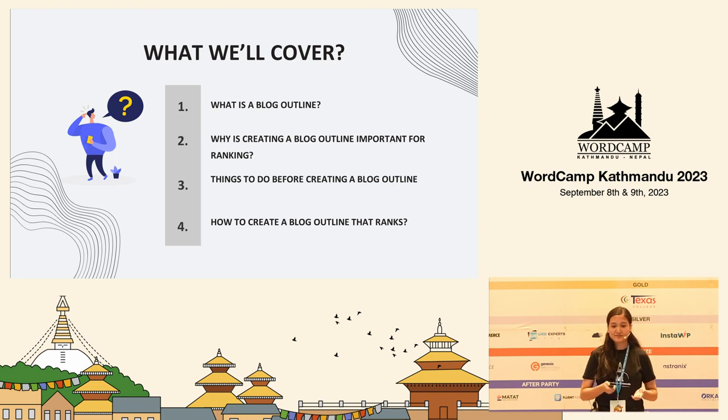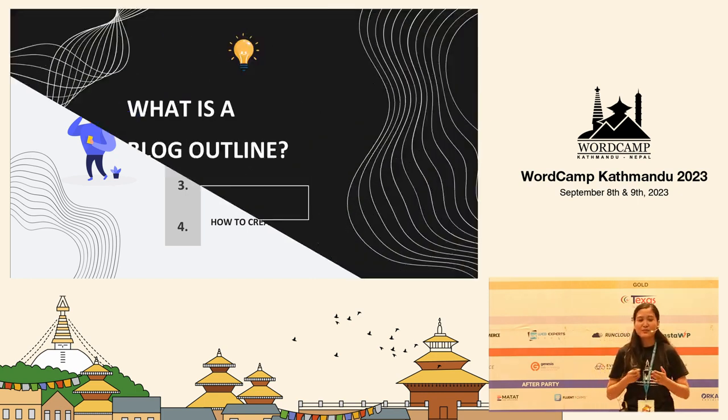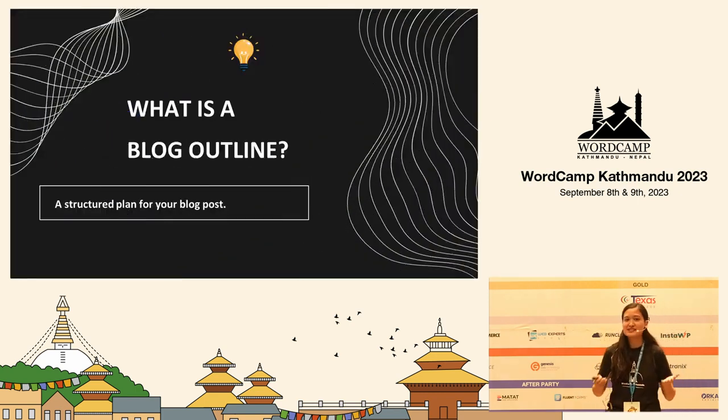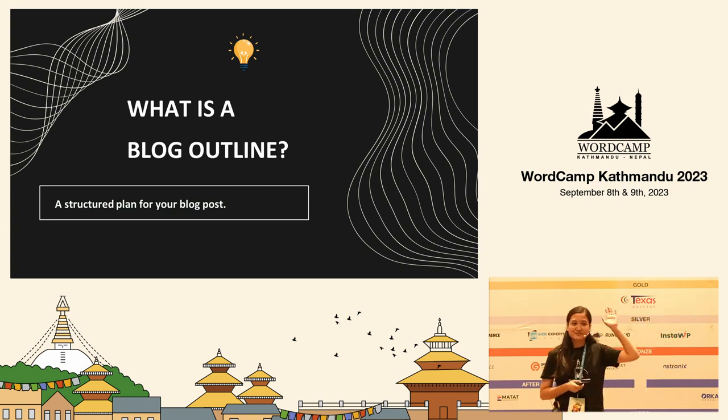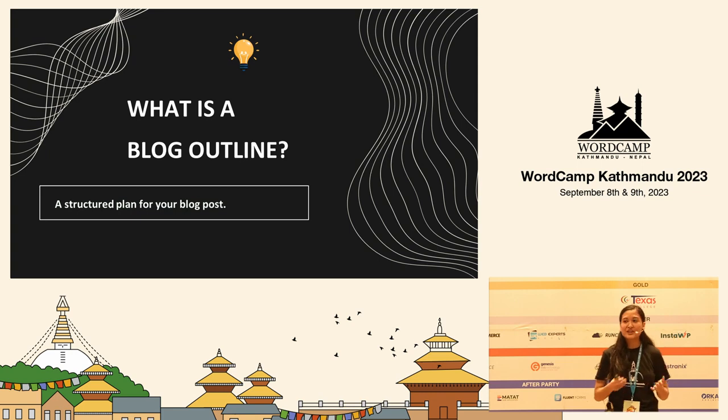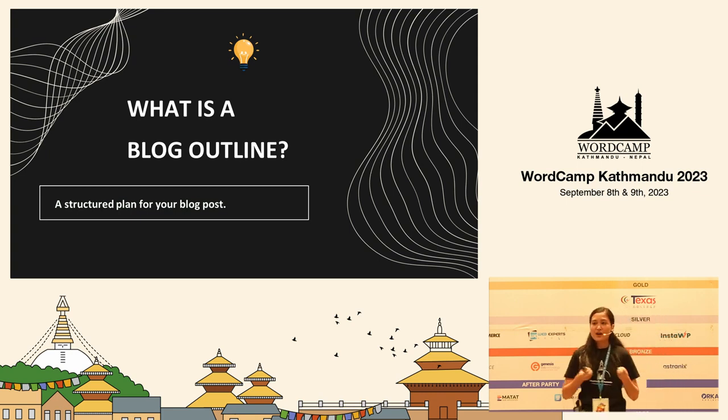So let's begin. First, let me ask how many of you are bloggers or have an experience in blogging? Please raise your hand. So I see a lot of you have an experience, so you may already know what a blog outline is. But for those who don't know, a blog outline is a structured plan for your blog post. It lets you organize your content and figure out the major things that you will include in your article before you start writing it.